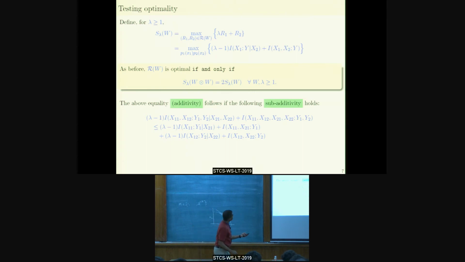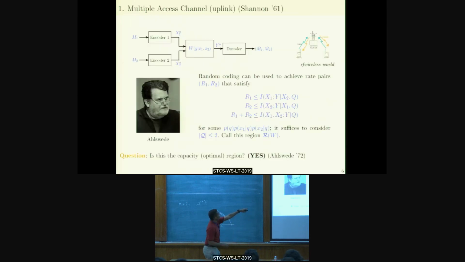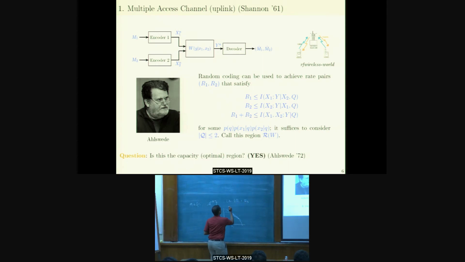So how do I get R1, R2? Let's go slowly here. I have this region, right? I want to compute lambda R1 plus R2, where lambda is bigger than 1. So I'm going to write this as (lambda minus 1) R1 plus (R1 plus R2). Okay.